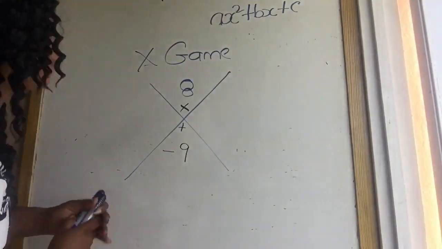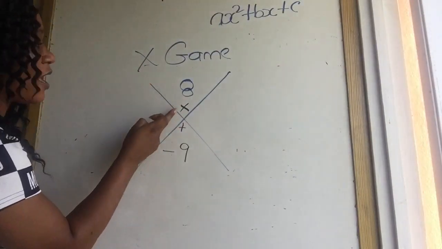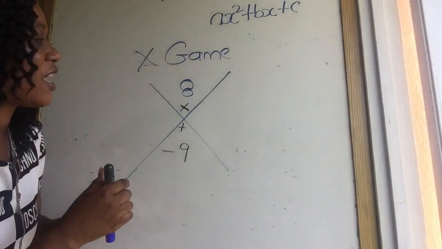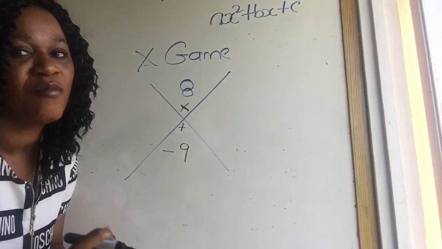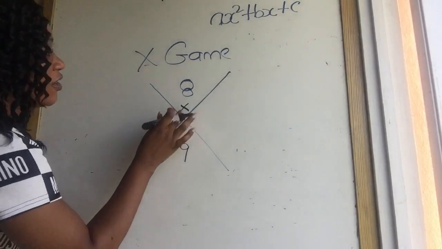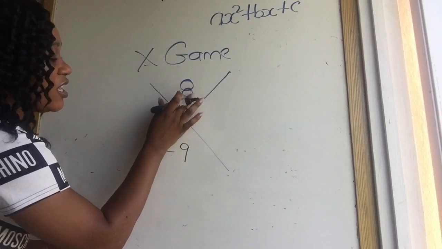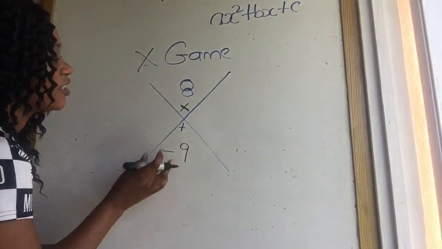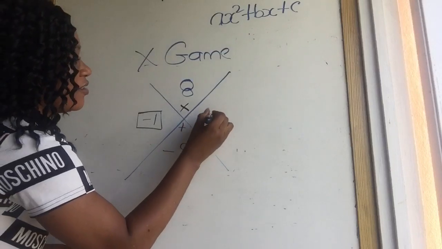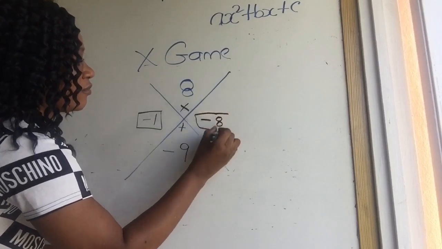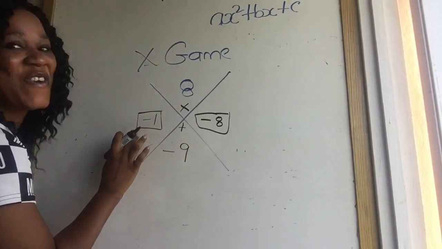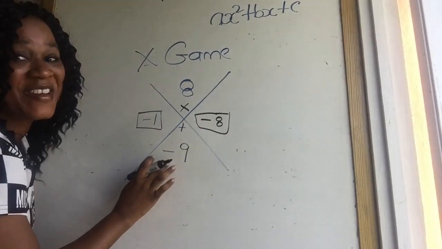So, teachers, students, anybody, you can try the X game before you go straight into the quadratic. You need two numbers. When you multiply them, you get a positive 8, but when you add them, you get a minus 9. We know that 2 times 4 gives us 8, but when we add 2 plus 4, we get 6. So basically, you need two numbers that multiply to 8 and add to 9. When you look at this, we know that it is minus 1 and minus 8. Negative 1 times negative 8 gives us a positive 8. Negative 1 plus minus 8 is a minus 9.